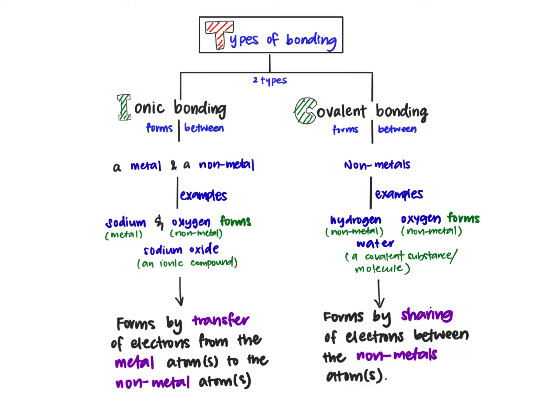Okay, so as mentioned, there are two types of bonding. One is ionic bond, which is formed between a metal and a non-metal. So previously examples have been given. Sodium plus oxygen can form an ionic compound, which is sodium oxide, where the sodium is the metal, so it will form the ionic compound. How it forms is by transfer of electrons from the metal atoms to the non-metal atoms.